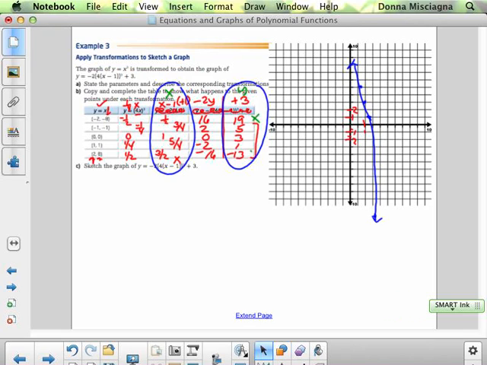So here with transformations, we can only do it if we've got it written in a form where we can simply transform a parent graph. But with transformations, rather than finding our x and y intercepts and turning points, we can take the parent graph and just move it. All right, so in the next video, we'll do one more.